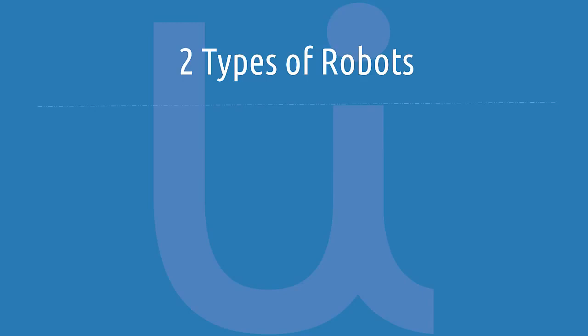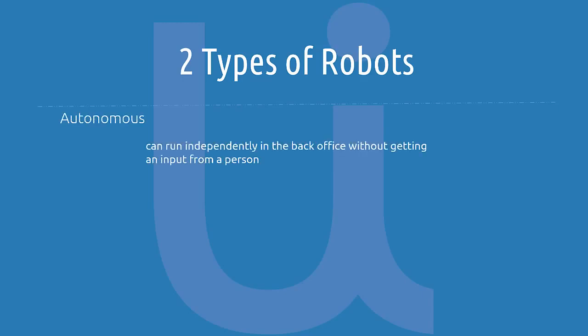There are two types of robots. The back office robot can be autonomous, meaning it can run independently in the back office while getting an input from a person. The other robot is user-assisted. The automation will only run when certain events or user actions have been triggered. This is what we're going to talk about in this video.